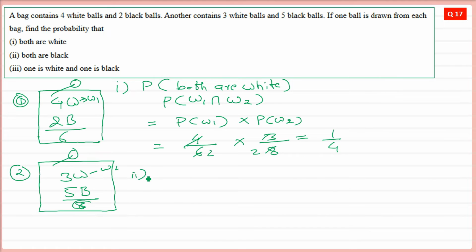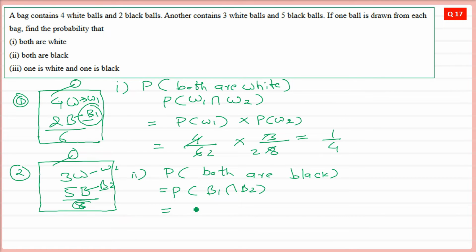Now coming to the second one, both are black. Same thing here, both are white, both are black. The concept remains the same, only the probability values will change. So this B1 coming from the first bag and B2 which is coming from the second bag. So B1 intersection B2 probability we need to compute. Now this probability B1 intersection B2 can be written as probability of B1 multiplied by probability of B2. This is why, because they are certainly independent events.